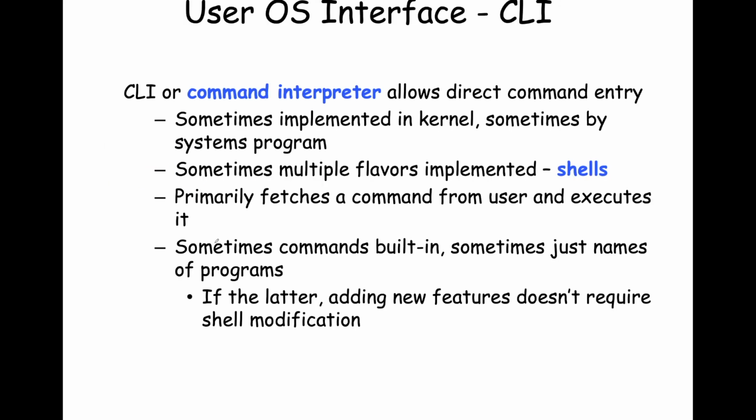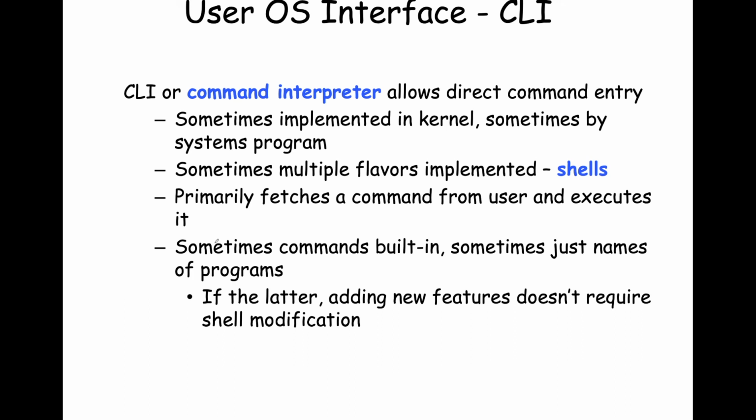Now, the first is the command line interpreter, and the CLI, or command line interpreter, is very simple. It allows you to directly execute a command, and sometimes this command is implemented directly in the kernel, sometimes it's by a systems program. It's a simple program that makes calls to the kernel for some purpose. And this command line interpreter is often called a shell, and there are different types of shells that exhibit certain types of behavior. What this command line interpreter does is get a text command from the user, execute it, and print out the result of that command on the screen. So it's that way for the user to interact with the system to get it to do something.